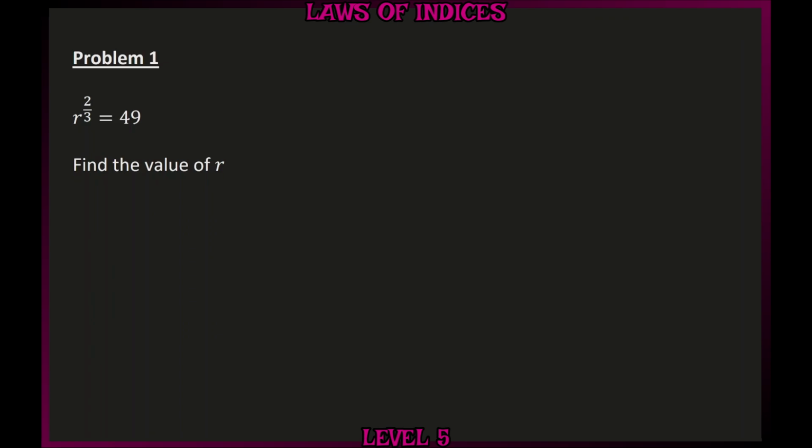In problem 1, we're told that r to the power of 2 over 3 is equal to 49, and we need to find the value of r. Since on the left-hand side of the equation we have a fractional power on r, we can use this law, which tells us that the numerator of that fraction is the power on r and that the denominator is the root.